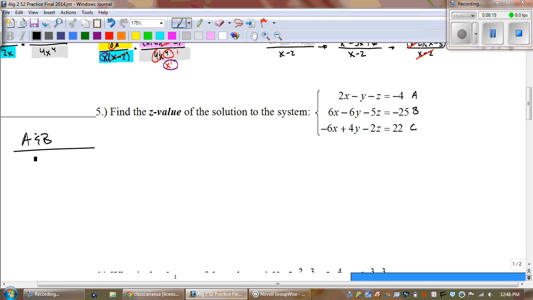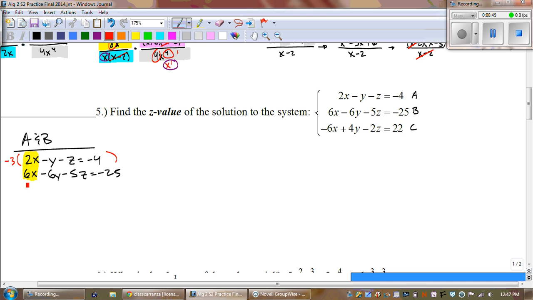Okay, so we have 2x minus y minus z equals negative 4, and 6x minus 6y minus 5z equals negative 25. So I want to cancel out the x's. What do I need to multiply the top equation by to do that? Yeah, we have to multiply by negative 3.